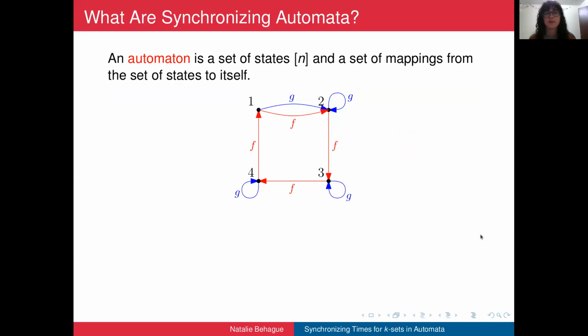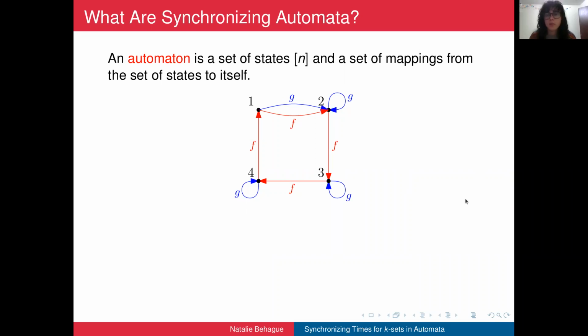Okay, so first of all, what's an automaton? An automaton is very simple. It's just a set of states. We usually label them 1 up to n, and a finite set of mappings from the set of states to itself. So in this picture I've drawn, this automaton has 4 states, 1, 2, 3, and 4, and it has 2 mappings, F and G, and you can see that F takes 1 to 2, 2 to 3, 3 to 4, 4 to 1, and G takes 1 to 2, and everything else gets sent to itself. Okay, so an automaton is just some states and a set of mappings.